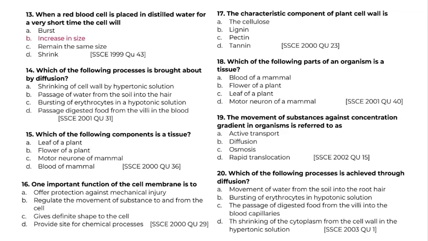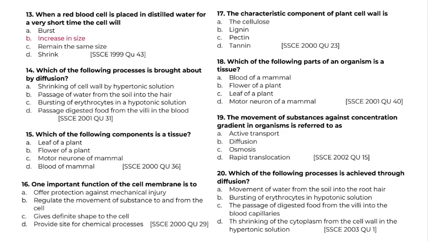Question number 14. Which of the following processes is brought about by diffusion? A, shrinking of the cell wall by hypertonic solution. B, passage of water from the soil into the hair. C, bursting of erythrocytes in hypertonic solution. And D, passage of digested food from the villi into the blood. Right, so the question is saying which of the following processes is brought about by diffusion?